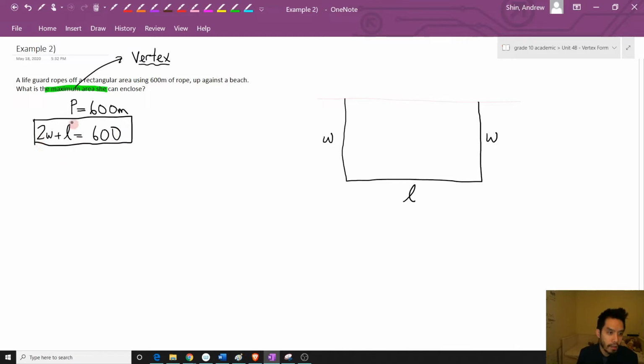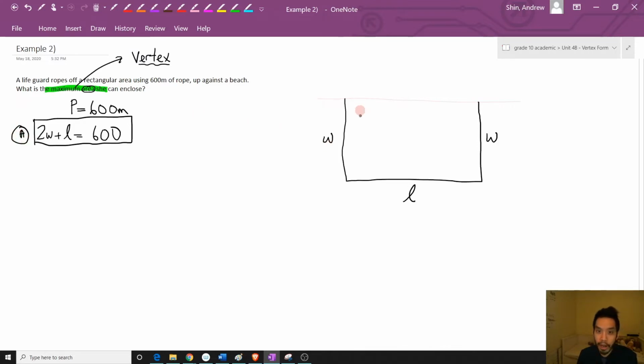Right now, this is not an equation or relation that is a quadratic. There's no squared value. And they're talking about area. We're trying to maximize area. So I don't even have an equation for area yet. So I need to make an equation for area. So I'm going to call this equation A for now.